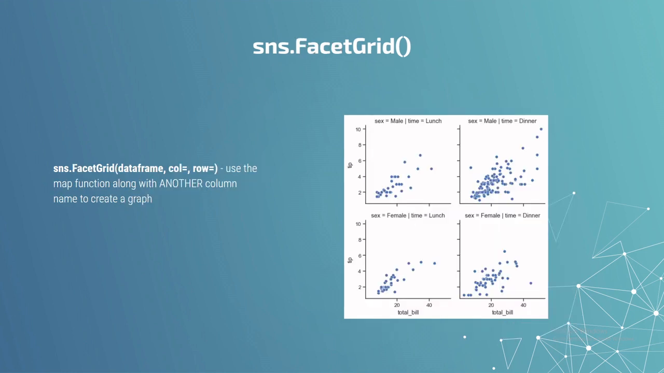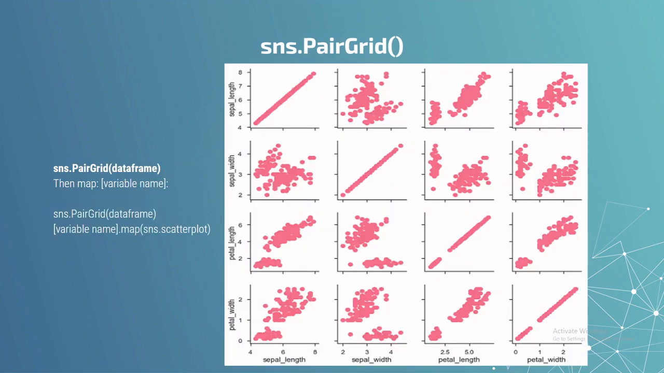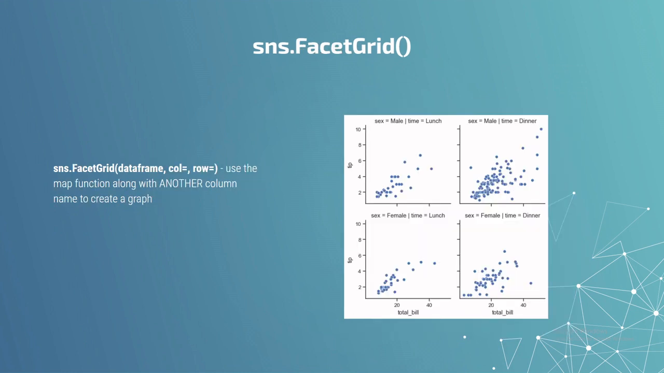Finally, the FacetGrid. Now, the FacetGrid has different ones. You first use the data frame name, then col equals, and then row equals. It's similar to x and y, except you're using different names to denote input. And you use, again, the map function like we mentioned with PairGrid, and then you map the type of plot. In this case, we've used a scatter plot.